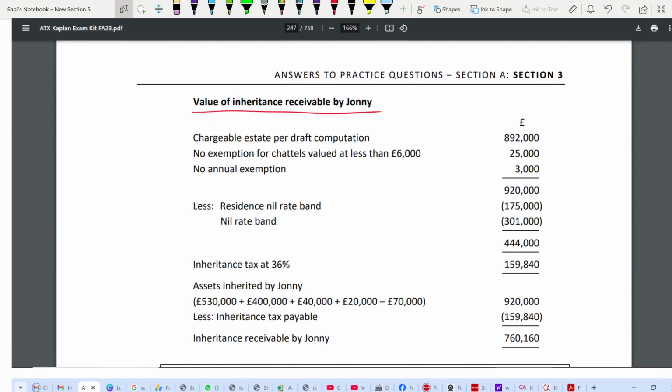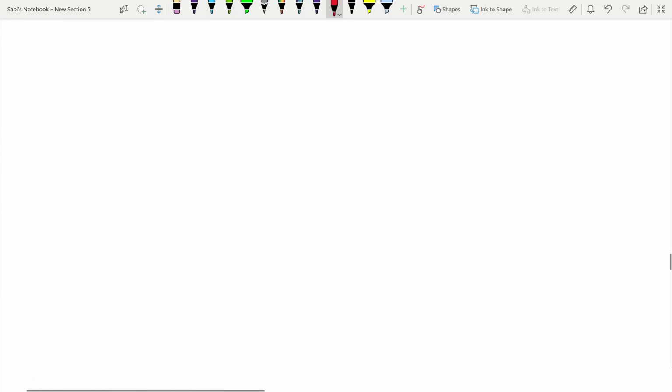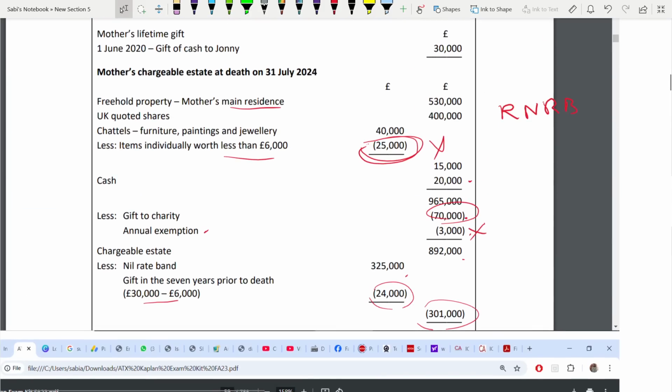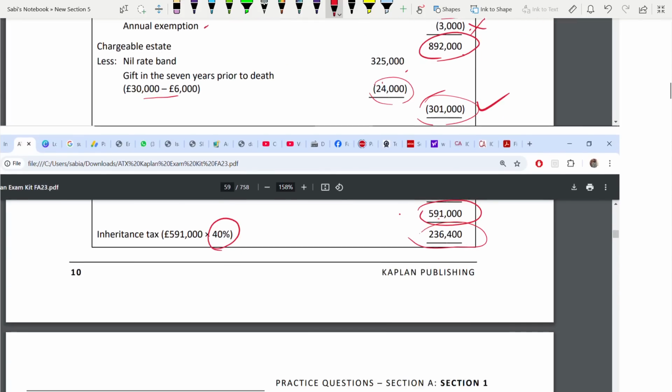See, no annual exempt amount, add back. No exemption 25, add back. Residence nil rate band, deduct. Nil rate band already calculated, 301. So you don't have to question this. This is correct. This gift before 7 years, everything has been taken. You start from here. Chargeable estate 892, not 591.